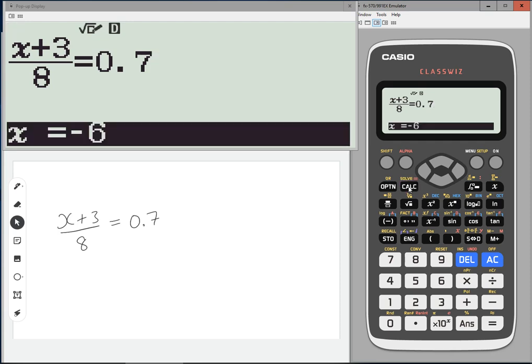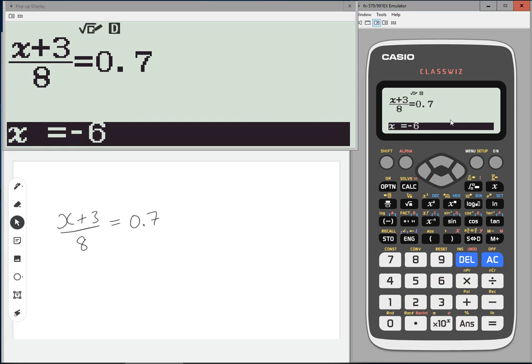And then what it's going to do is ask, where should I start looking? So what it does is it uses the previous result. If you've ever used this function before, it uses the previous result that it arrived at. So in this case, it's x equals minus 6. So let's just try that.